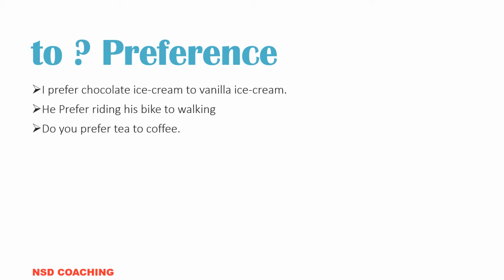Here what I am doing, I'm giving a preference that I prefer chocolate ice cream to vanilla ice cream. The next example says he prefers riding his bike to walking. What is his preference? His preference is riding his bike.